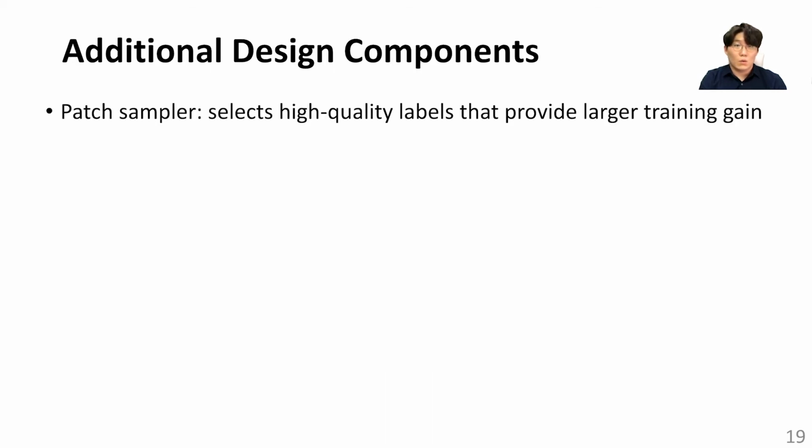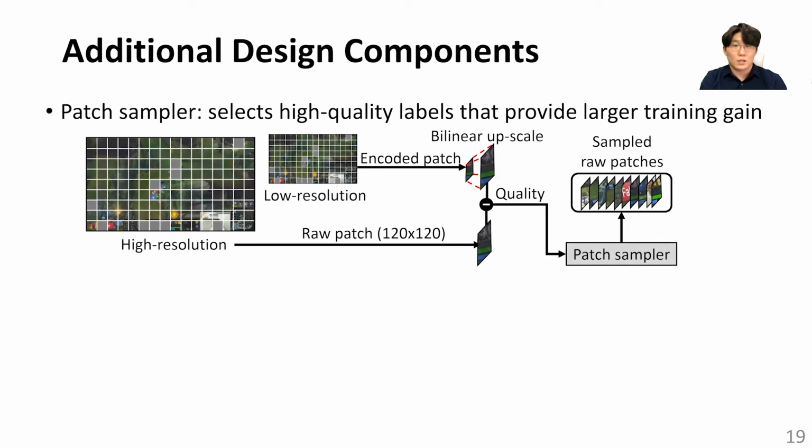So far, we've talked about two main design components. Additionally, there are two remaining components in LiveNAS that deals with selection of training data and real-time super resolution. One of them is a patch sampler, which operates at the streamer side and selects the high-quality labels to be transmitted. It preferentially selects the ones that make training gain to appear as large as possible by including the patches that are more difficult to encode. This is because the patches that are more difficult to encode have room for more improvement.